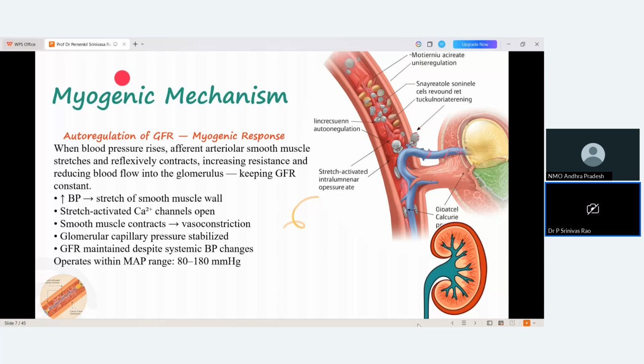Suppose it becomes 100, there is a stretch. That stretch will cause the calcium channels to open. These calcium channels will cause the smooth muscles to contract. When it contracts, the flow will reduce. So when the flow reduces, the BP also comes down. So this is called the myogenic mechanism.